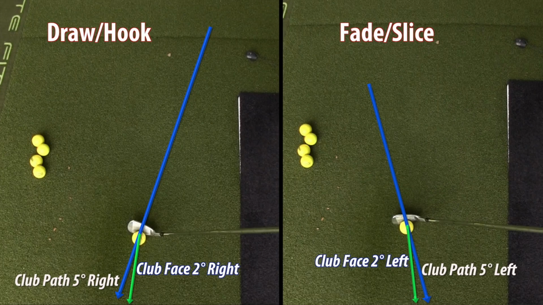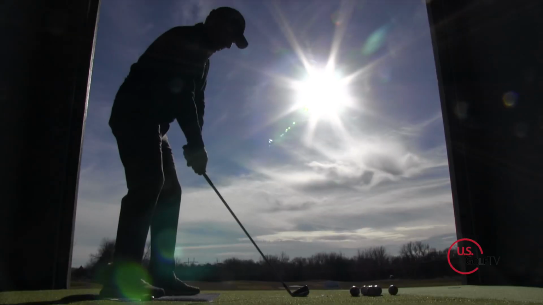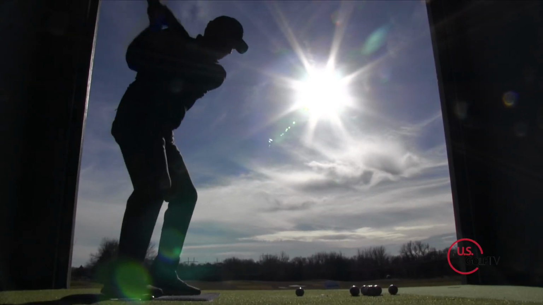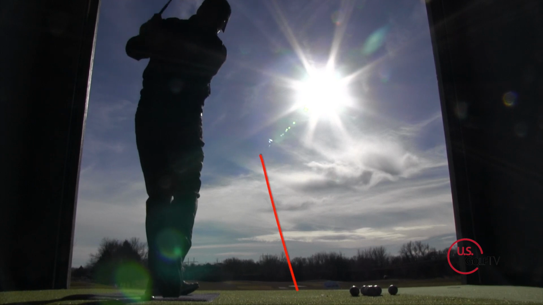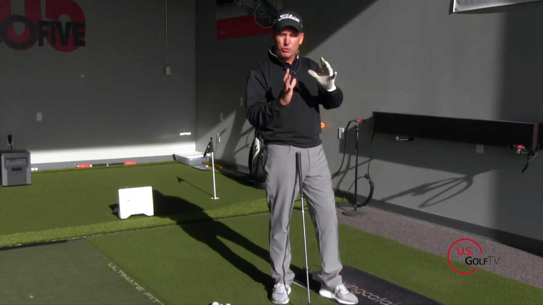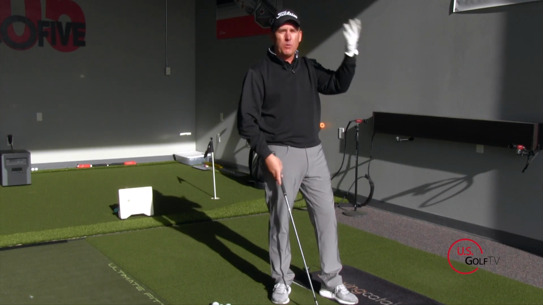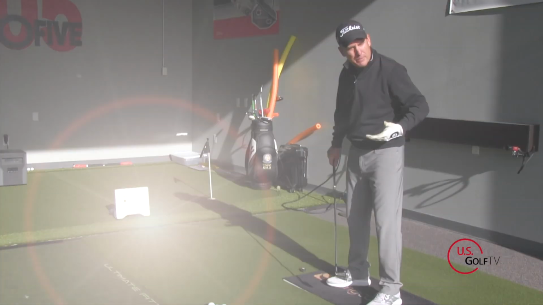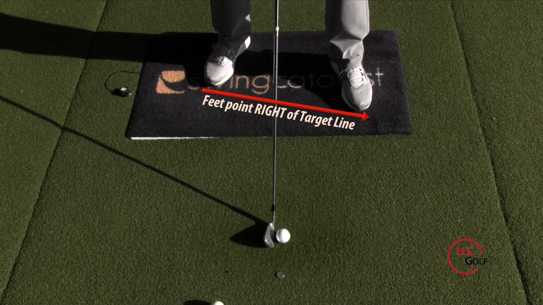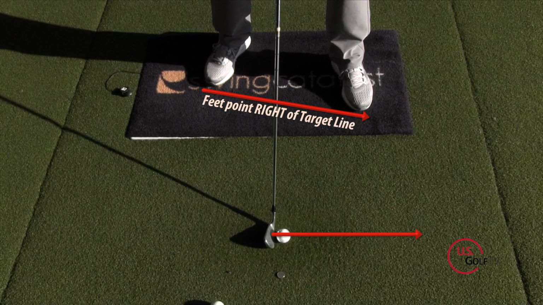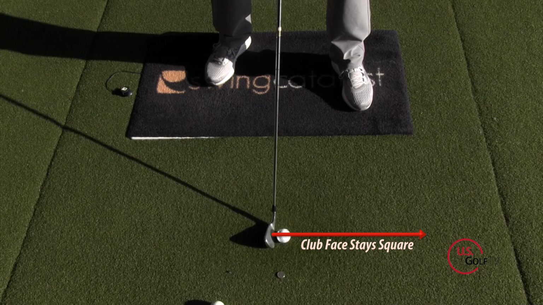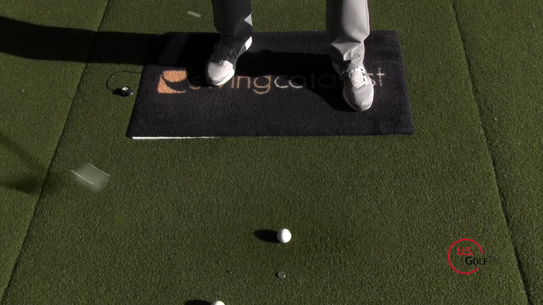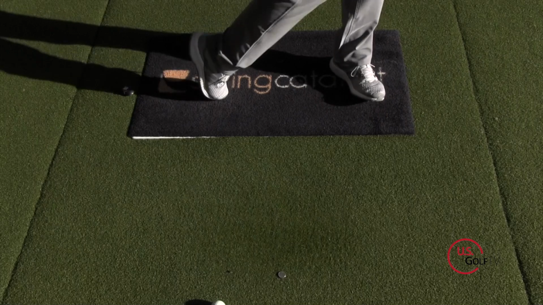Here's what we know. What creates curve in the golf ball is the difference between the club face and the path. So if I want to be able to shape my golf shots, which is what we're talking about, the ability to, on command, shape your golf shots, I have to be able to control those two sides of the equation. So if I want to draw the golf ball for a right-handed golfer, I'm going to simply aim my feet, my hips, my shoulders 8-10 degrees to the right. I'm going to keep my club face perfectly square to the target. I'm going to make my normal golf swing. Odds are you're going to get some shape to the golf shot, hopefully a little bit of a draw.